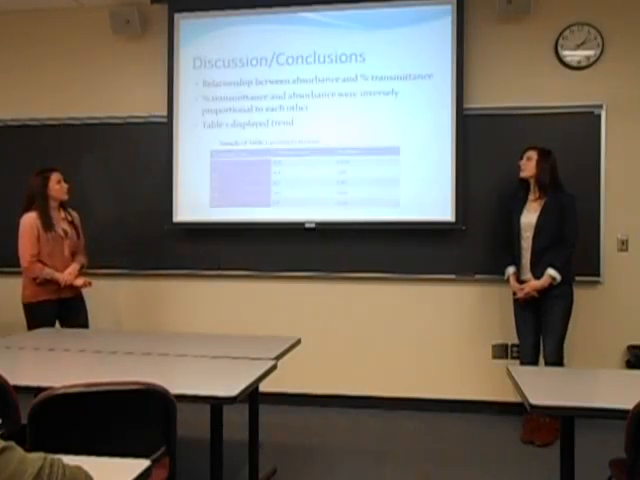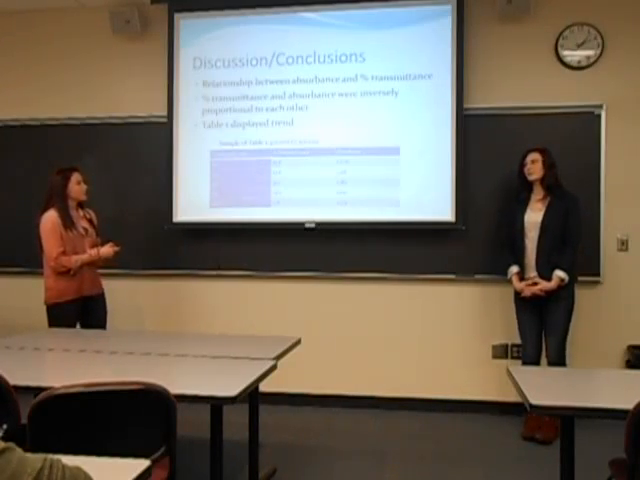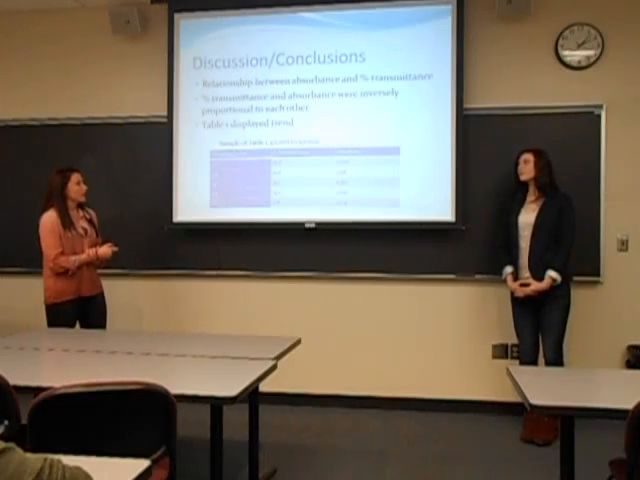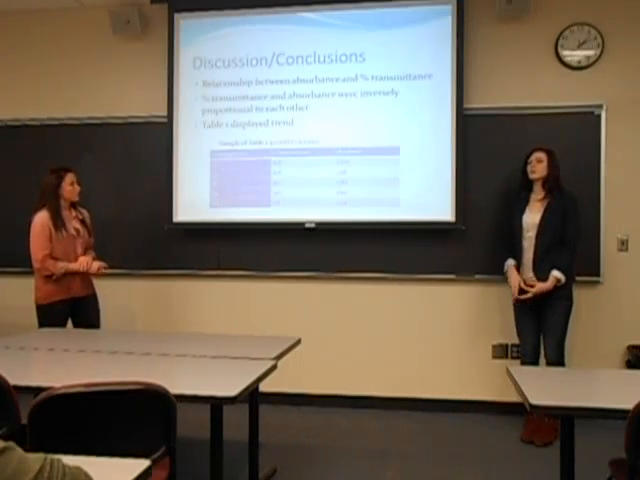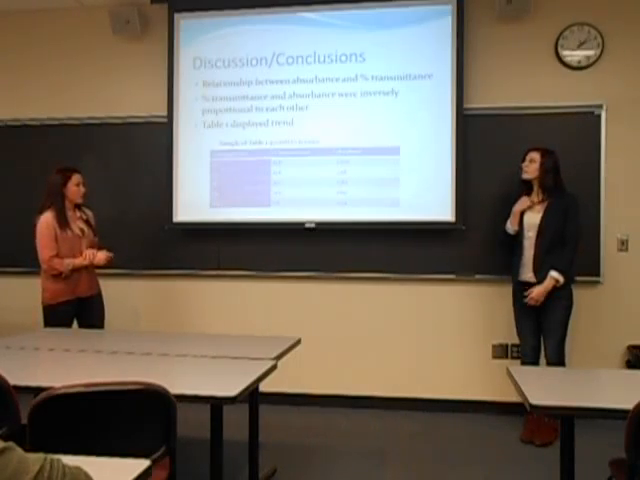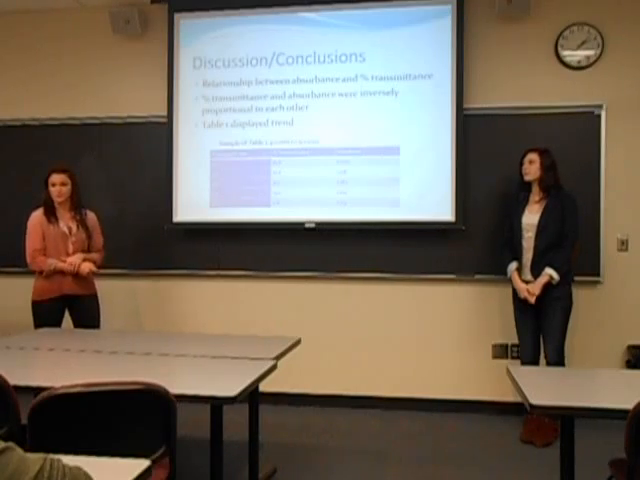Okay, so our first discussion question asked for the relationship between absorbance and percent transmittance. And using our table 1, you can see as transmittance is high, the absorbance is low, so they are inversely proportional to each other. As you can see, for our lambda max of 500, it had the highest absorbance and the lowest transmittance.